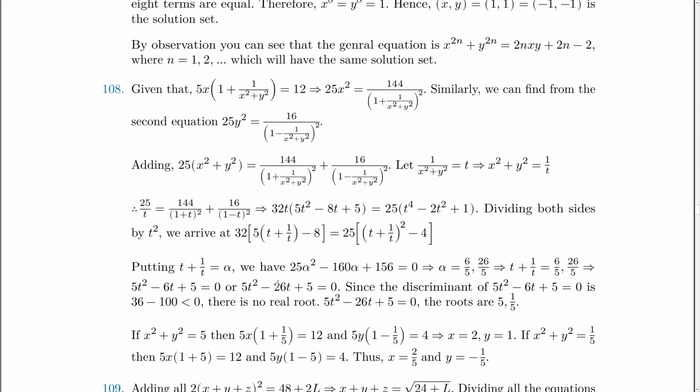We get two equations, and the discriminant of one of those equations is less than 0, so we have no real roots. For the other equation, we have two roots, 5 and 1 by 5. So now we have two roots. So we get x square plus y square is equal to 5 and 1 by 5. So we solve for x and y, and we arrive at the solution x is equal to 2 by 5 and minus 1 by 5.